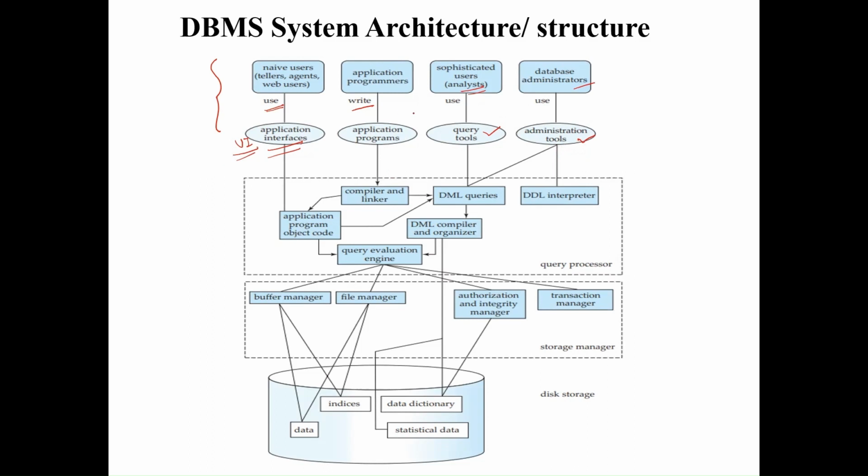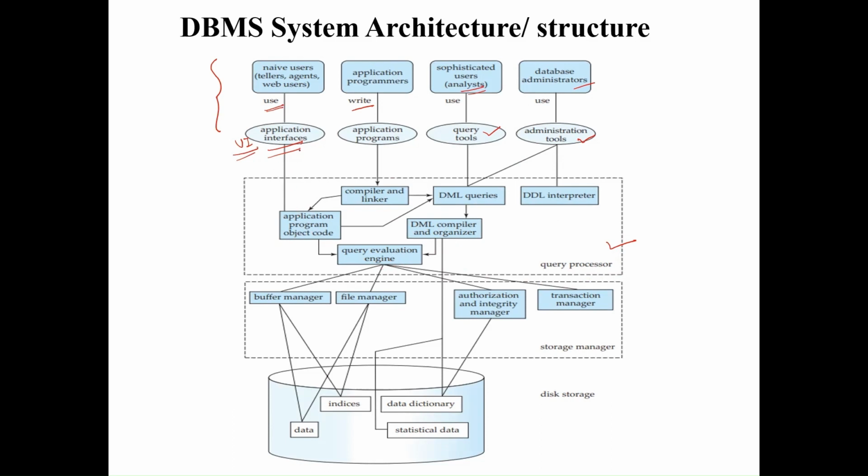So all these are the various users who access the database, and the query is received by the query processor. The query processor is another module in the DBMS architecture, which consists of the DDL interpreter, DML queries, DML compiler and organization, query evaluation engine, and application program object code.